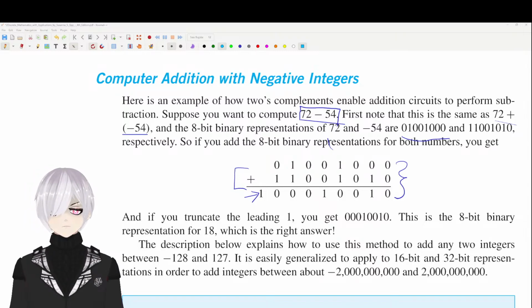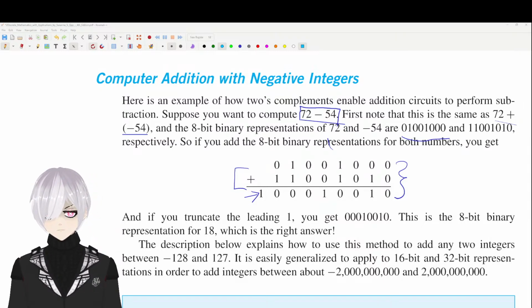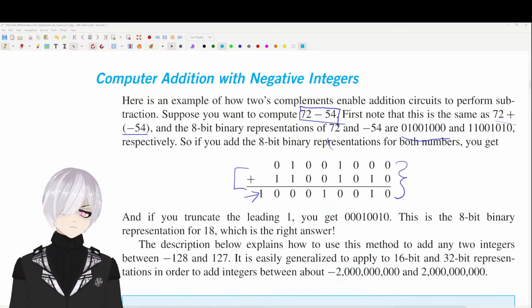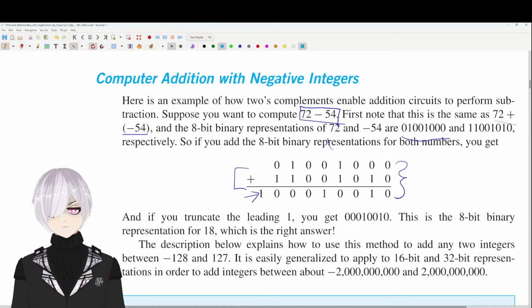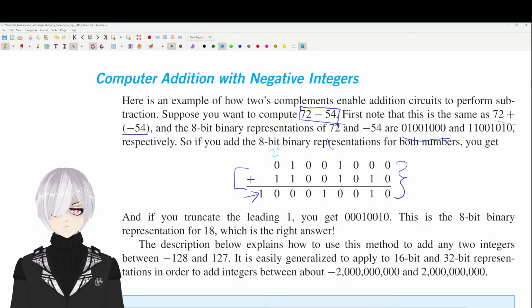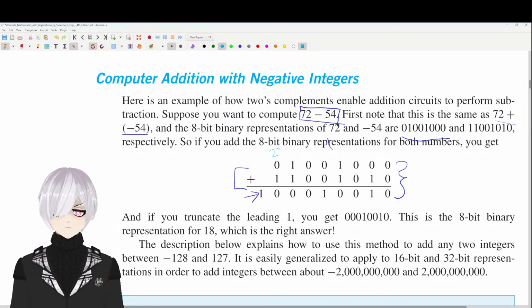Then you do ordinary binary addition. And then you get rid of any leading one that occurs in the 2 to the 8th position, meaning if you have 8 bits, the rightmost bit is going to be 2 to the 0, then you'll have 2 to the 1, and it'll go all the way up to the 2 to the 7th place. That's going to be the leftmost one if you have 8 bits. If you end up with 9 bits, you have something to the left of the 2 to the 7th place, that'll be the 2 to the 8th place.